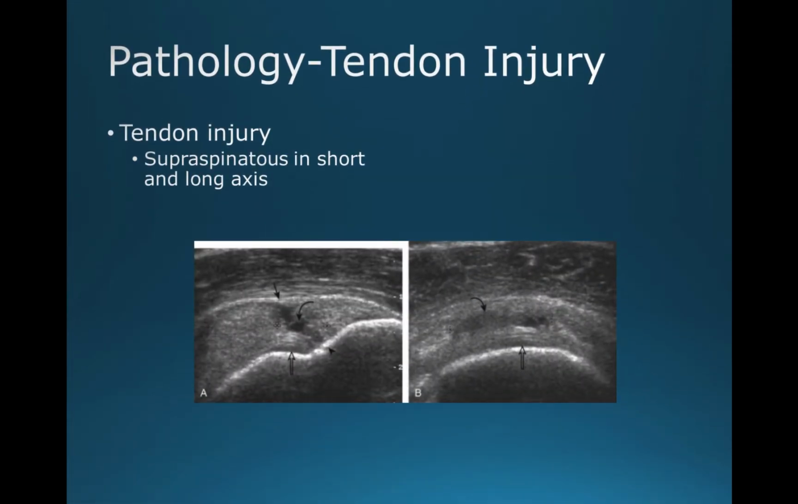Tendon injuries, very common. Here is a tendon injury of the supraspinatus tendon in long axis. Here's the tendon, and then here's your tear. This would be diagnosed as a full thickness tear from the articular surface down here to the bursal sided surface up here. And then here as well, this is a short axis view. Here's an intrasubstance tear.